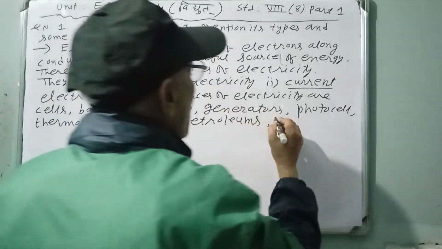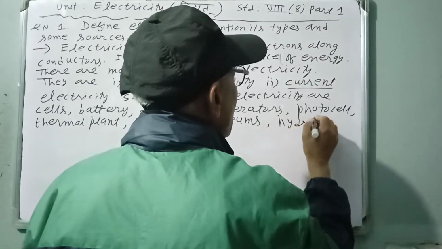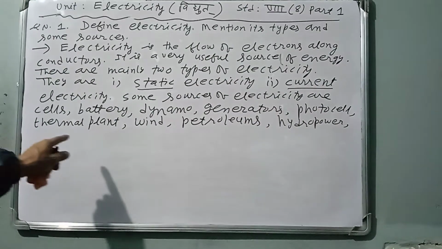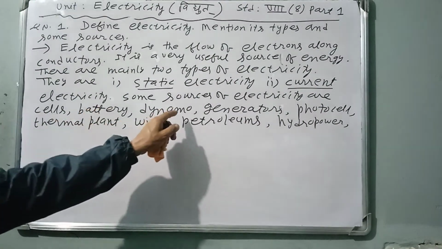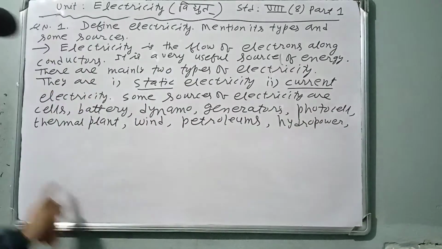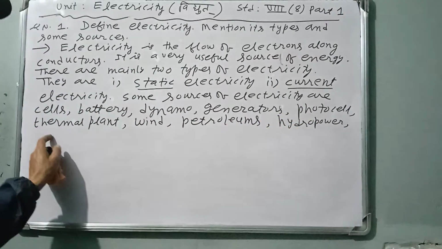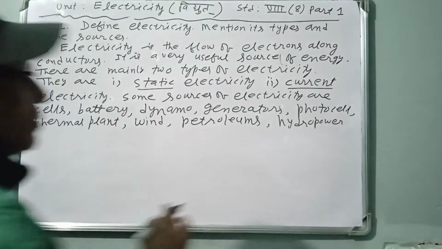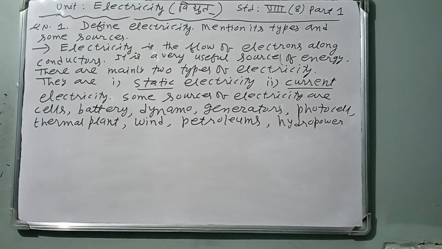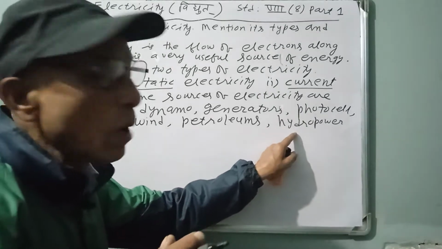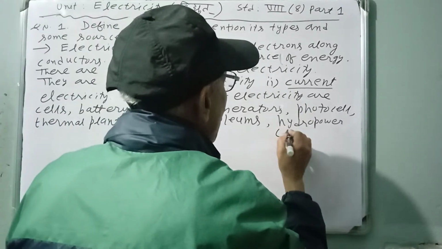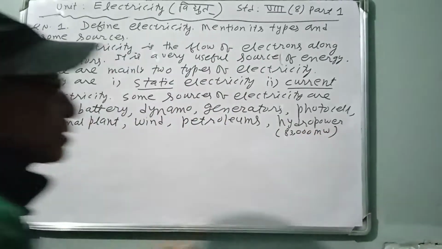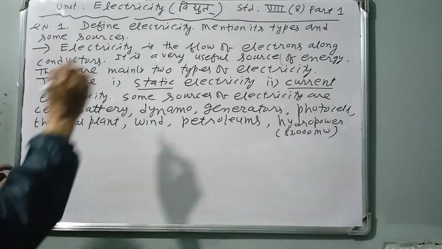Mainly, and another hydropower, etc. They are the main sources of electricity: cells, battery, dynamo, generators, photocell or solar panel, thermal plant, wind, petroleums, and hydropower. Nepal has 83,000 megawatt potentiality. That was question number 1.